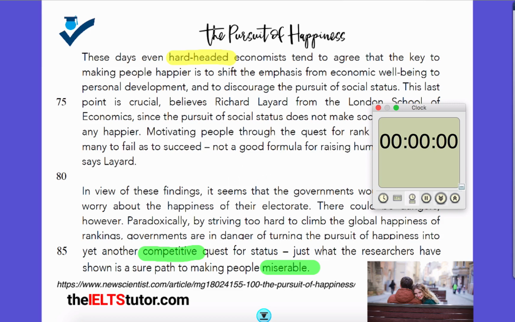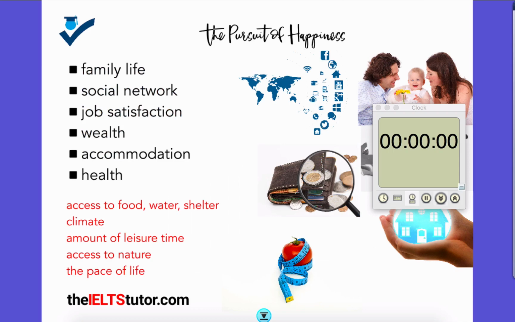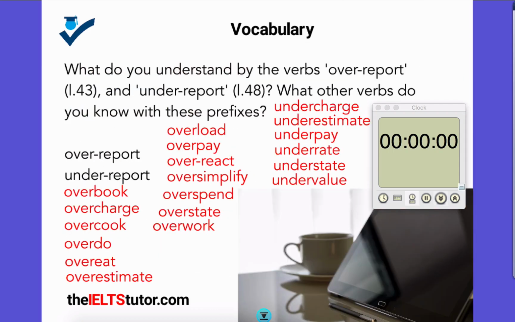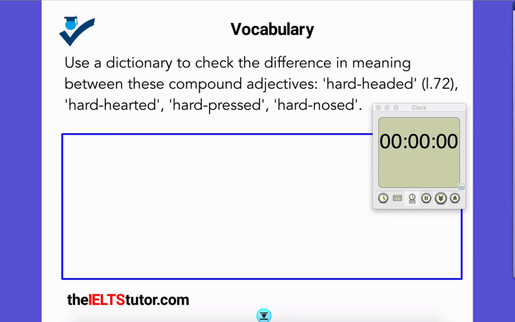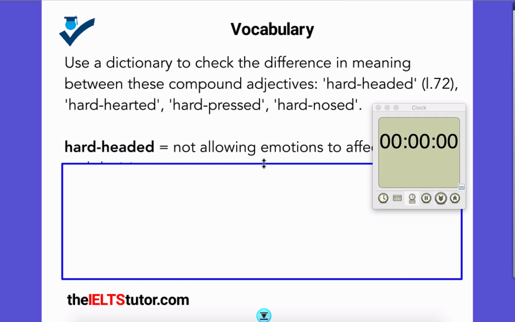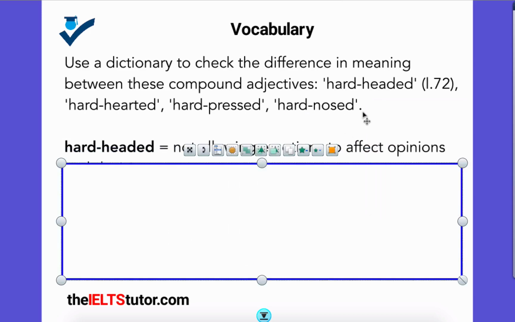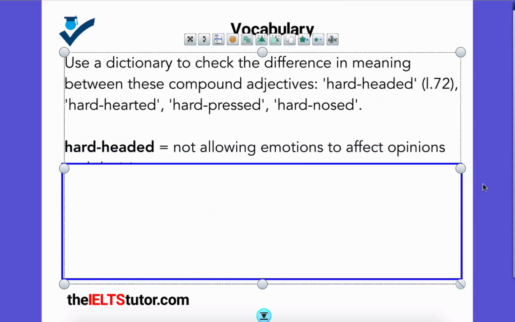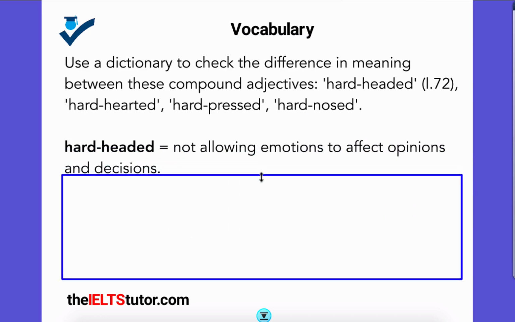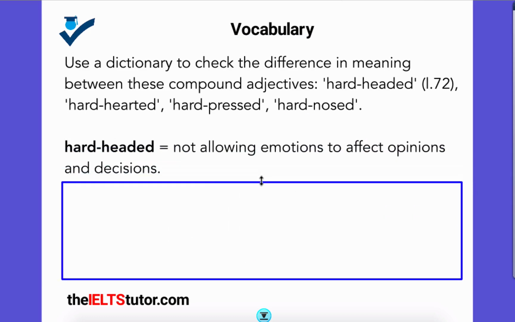So maybe another word for this could be objective, even the most objective economists. Okay, but I think hard-headed sounds a bit stronger. So we could define this as saying that hard-headed means not allowing emotions to affect opinions and decisions.